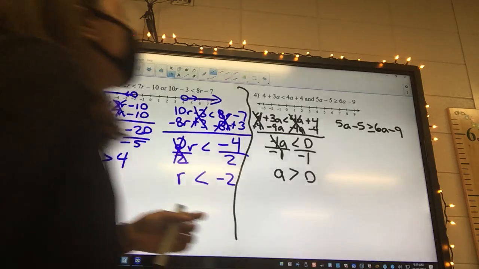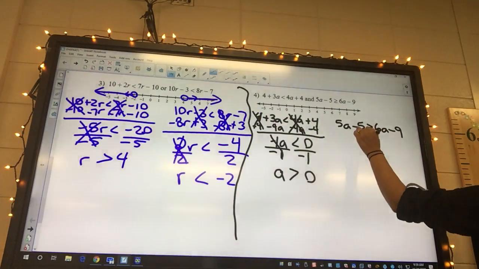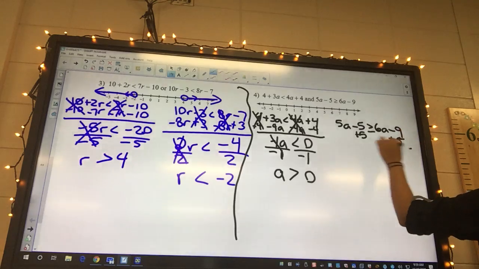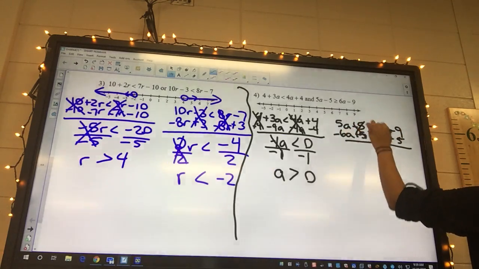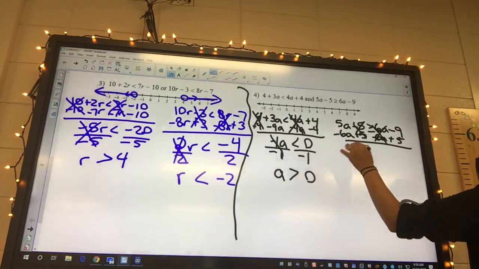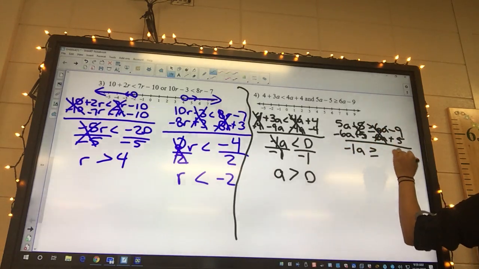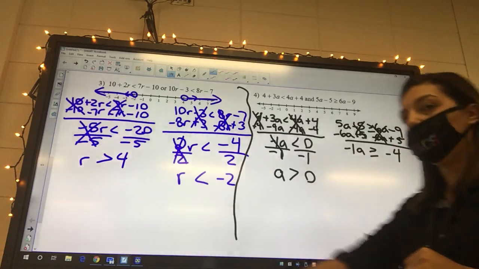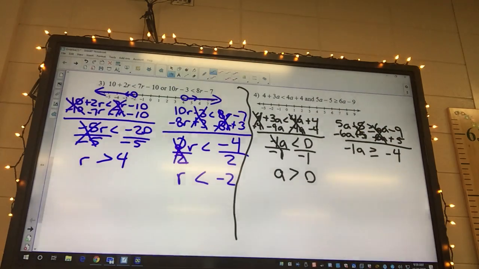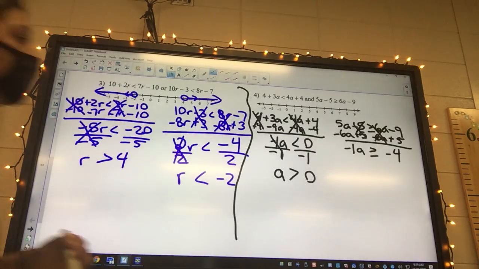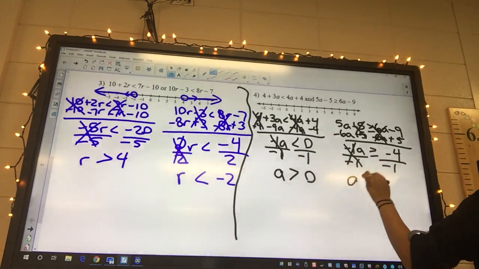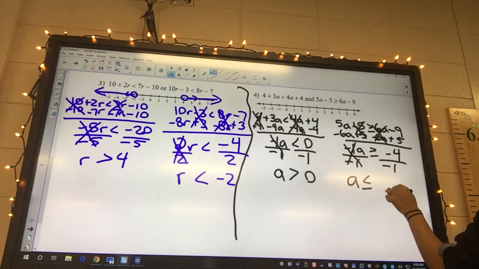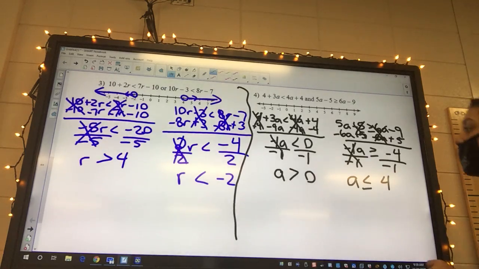Okay, so over here, I got a negative 5, so I'm going to say plus 5, and then I got a minus 6a, minus 6a. So I'm going to have negative 1a is greater than or equal to negative 4. And then my last step is always to divide. And yeah, we need to flip it because we're dividing by that negative 1. Okay, so it's gonna be positive 4.